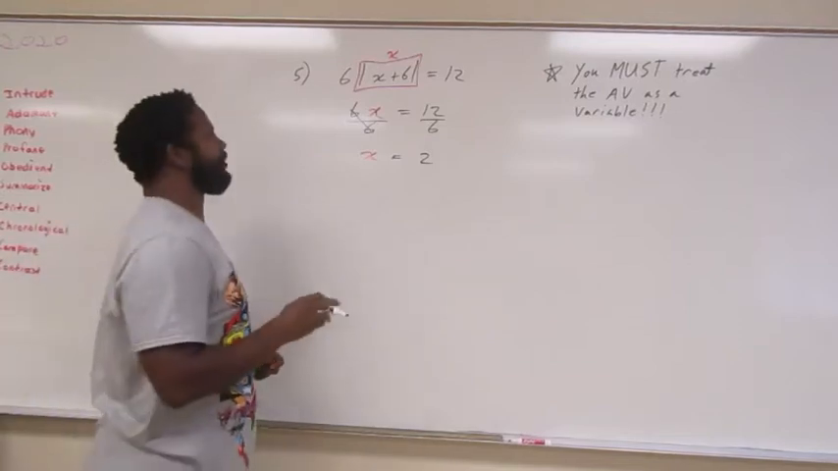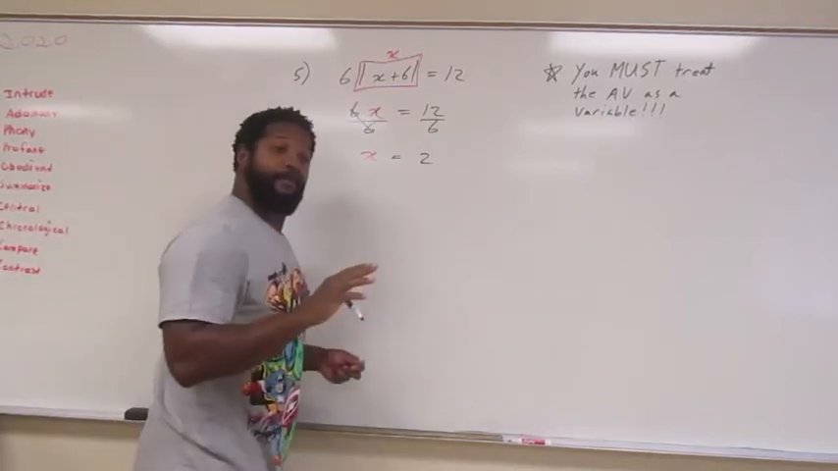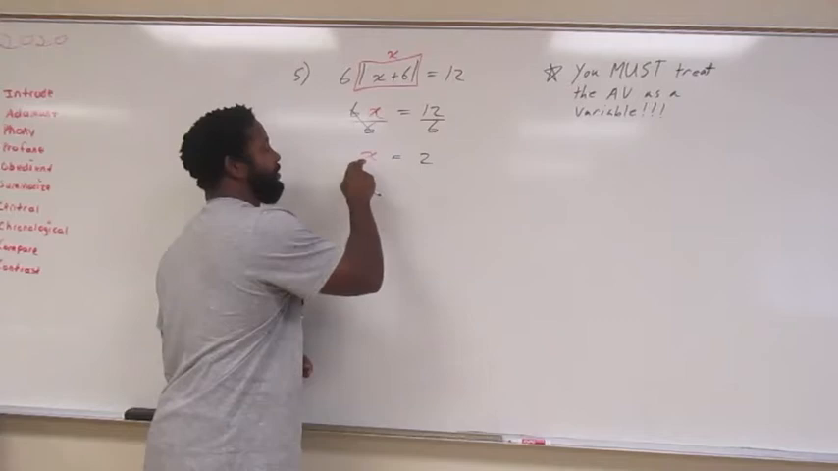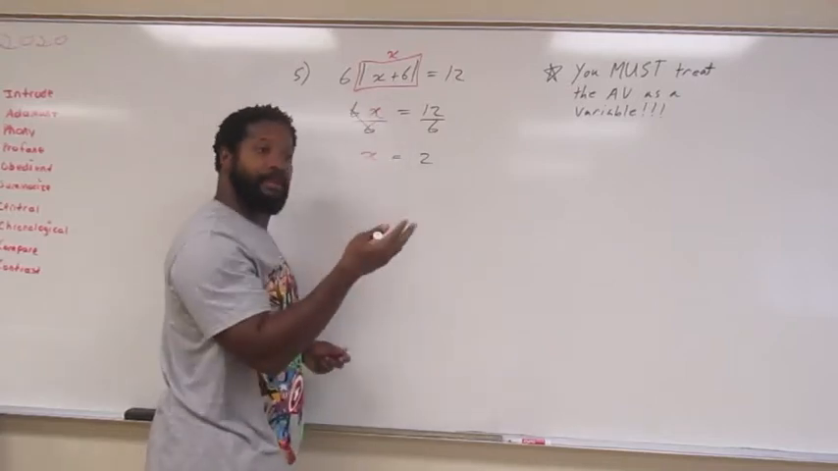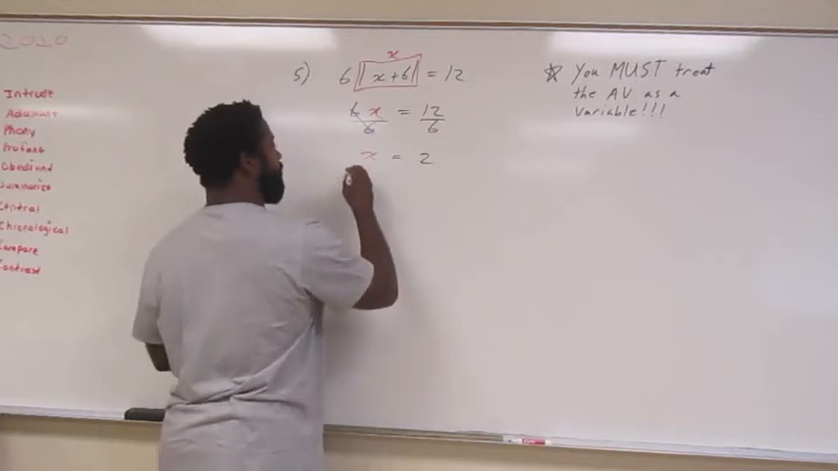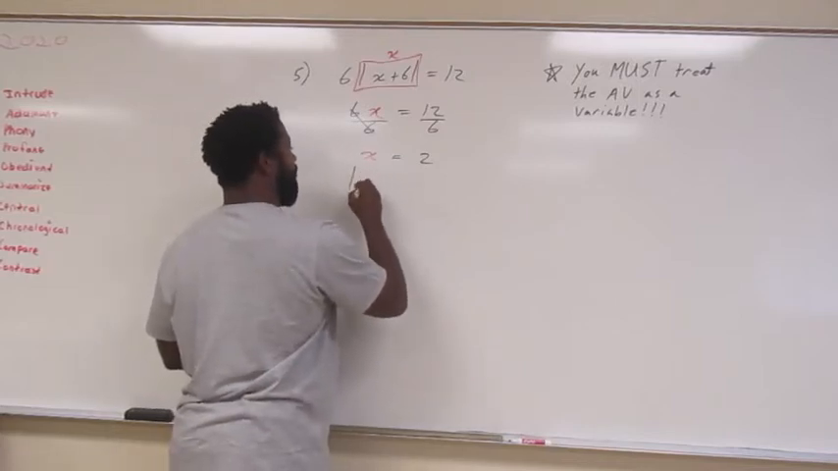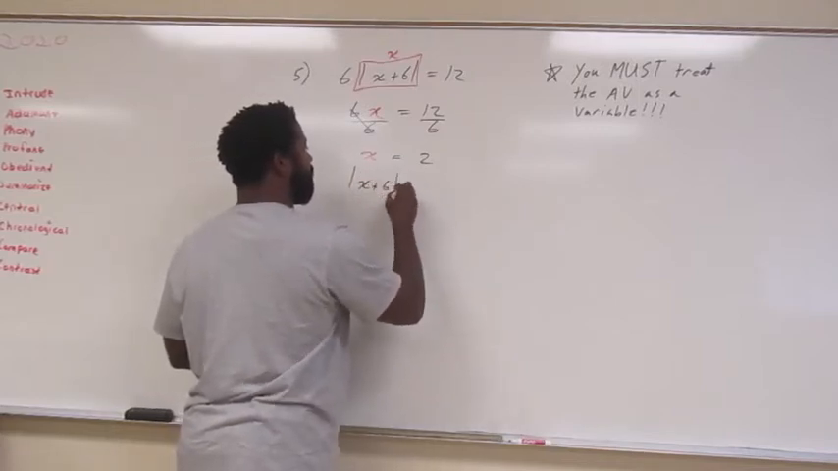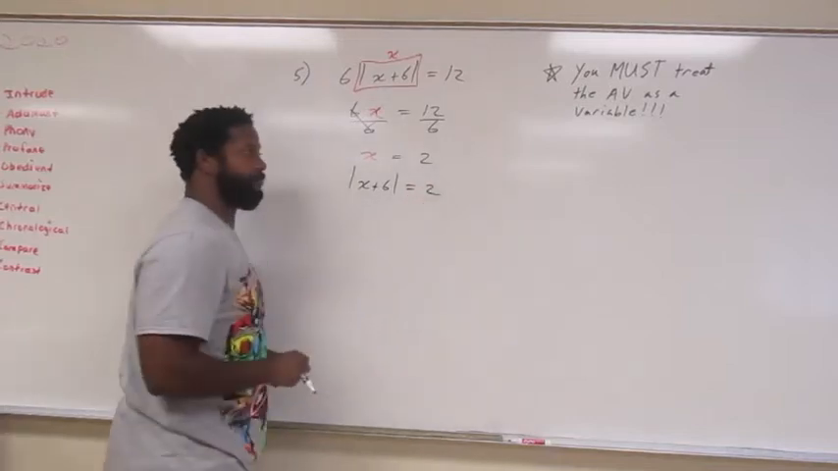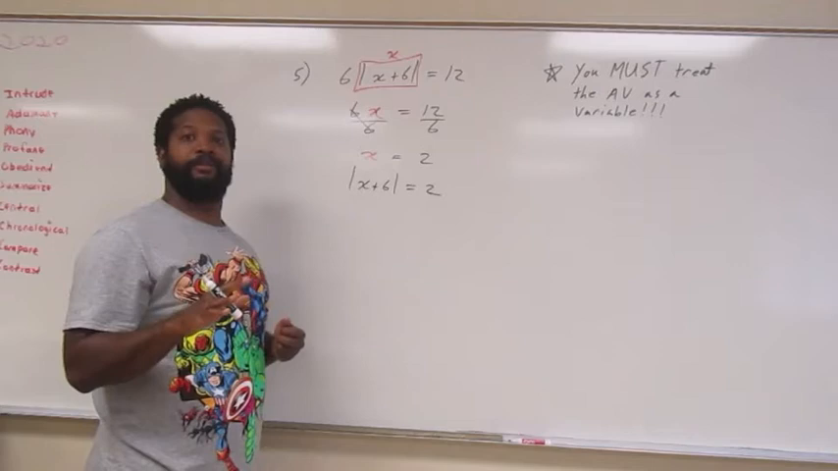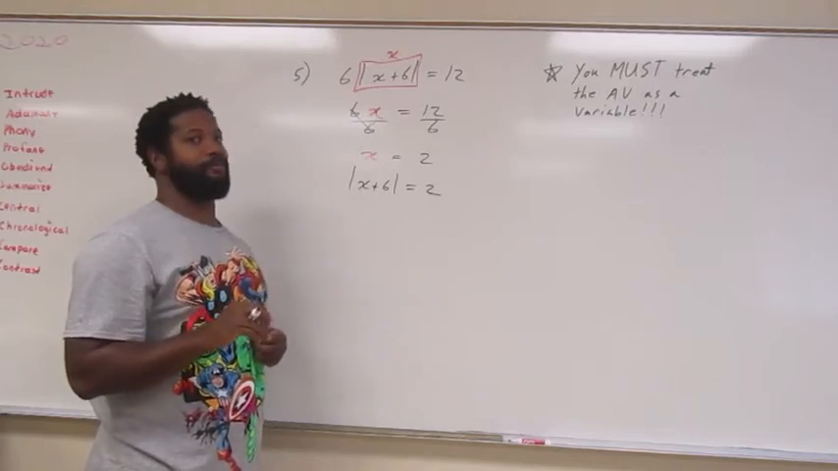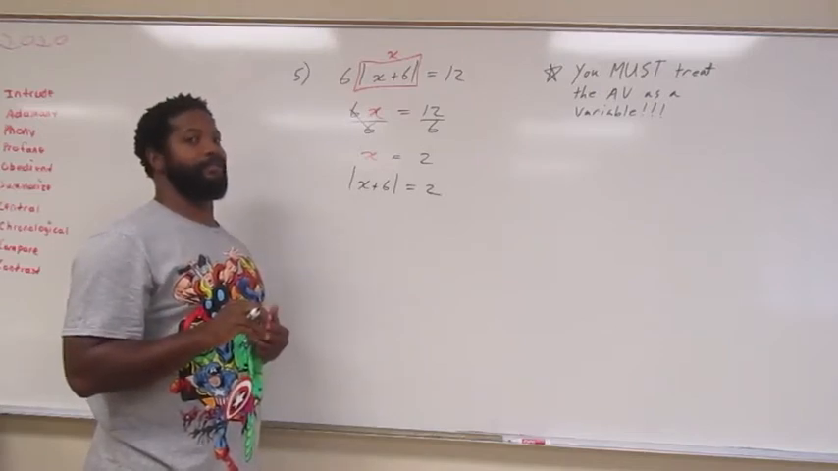Now that we got our x by itself, let's just substitute our absolute value back into it, okay? We have the absolute value of x plus 6 is equal to 2. You see that? You still with me? Yeah. You good? Got it.